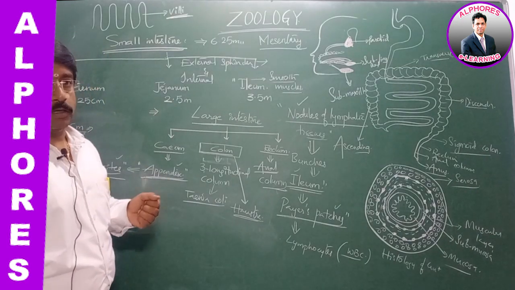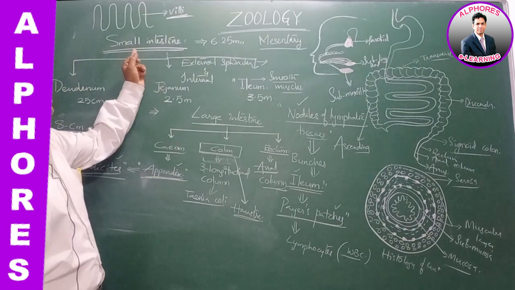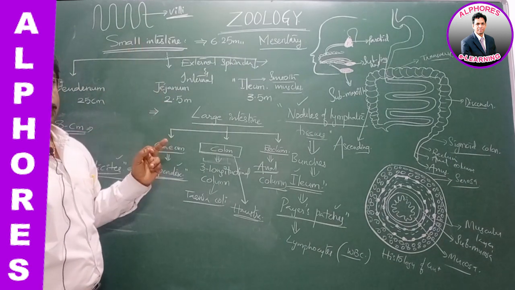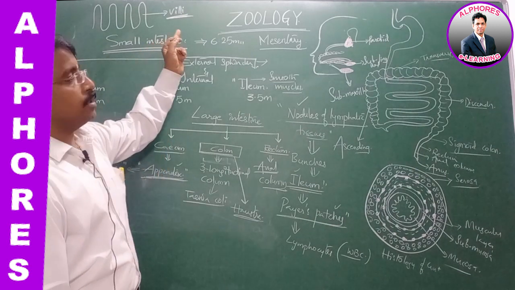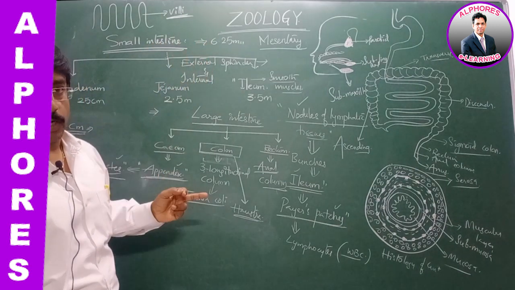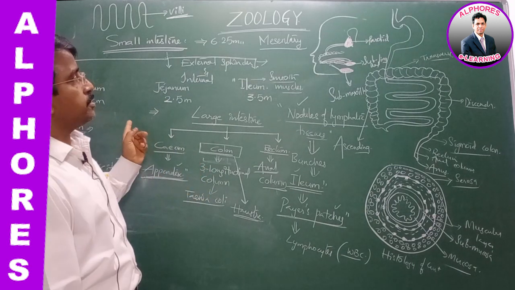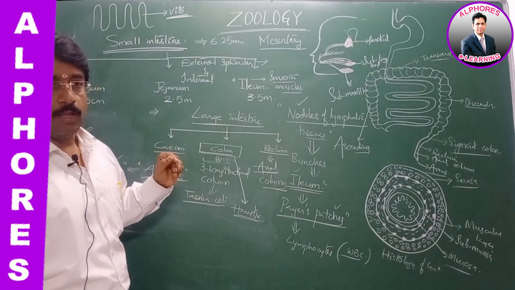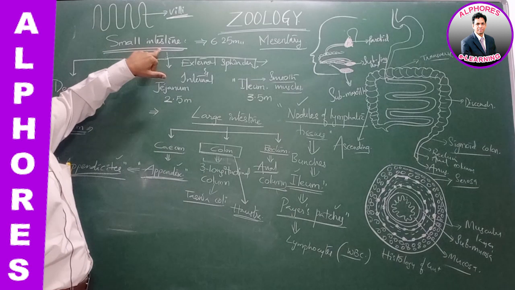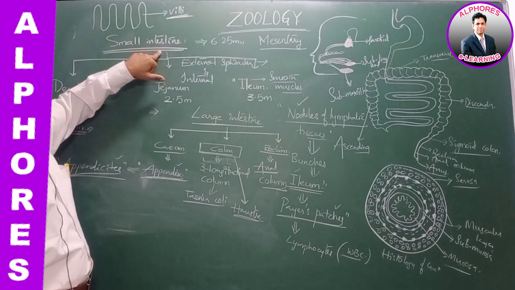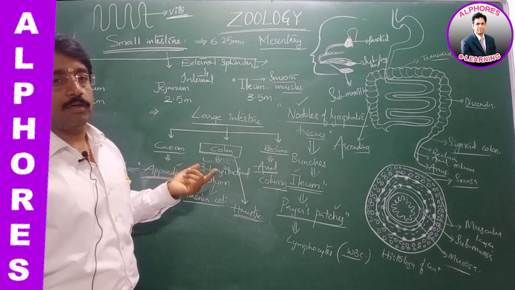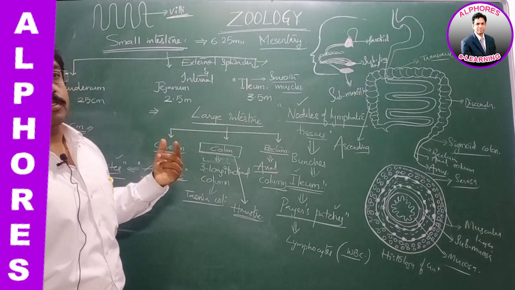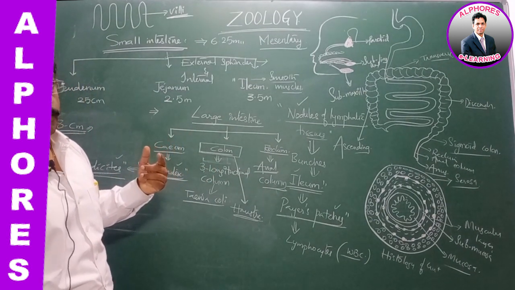Small intestine. Due to the smaller diameter, it is said to be the small intestine. The intestine consists of the small intestine and the large intestine. Whereas the large intestine has a large diameter. That's the reason why it is called the large intestine.